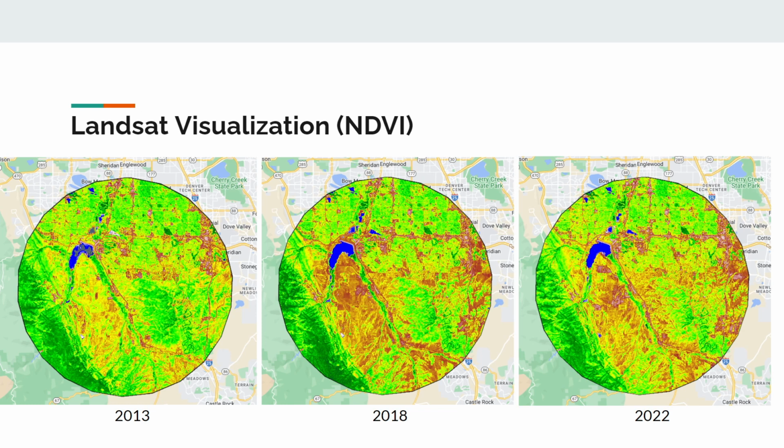For NDVI, we can see these differences again in vegetation, mainly due to climatic differences and wetness between the years. But again, we can also see those changes in the same regions of new development beginning to occur in those deeper reds and brighter colors.